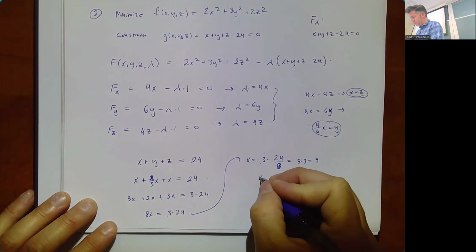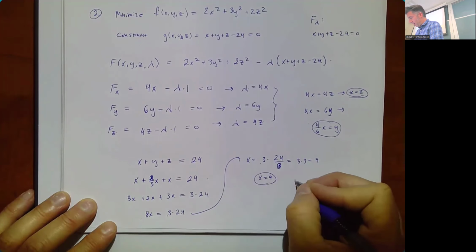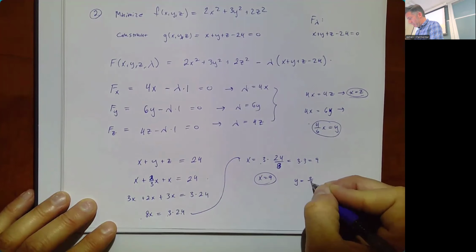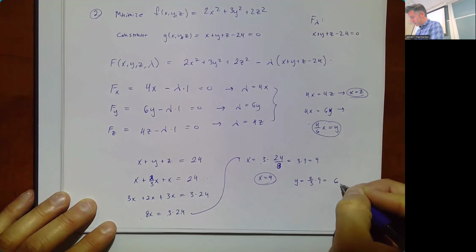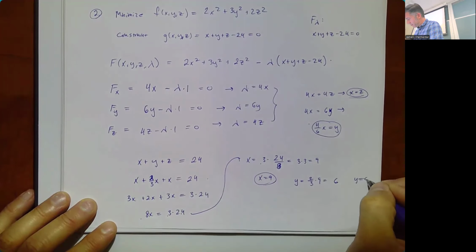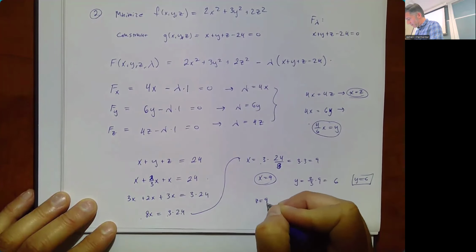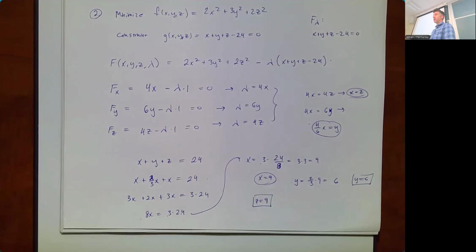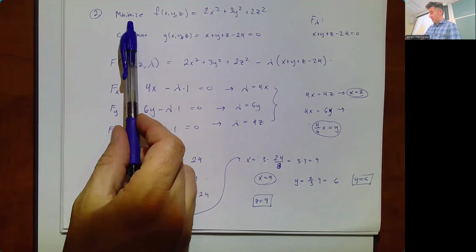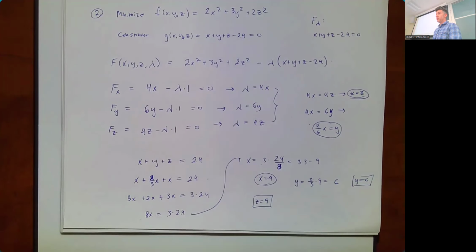So X equals 9. Y is going to equal 2/3 times 9, which is going to be 6. And Z is also going to be equal to X, so Z is going to be equal to 9. So these are the three numbers that add up to 24 that minimize this expression up here. Interesting.